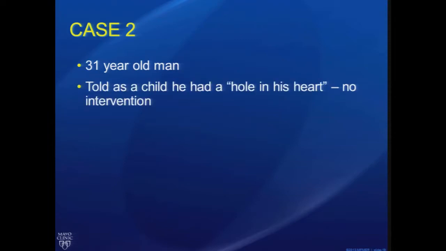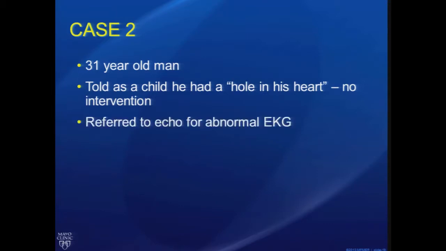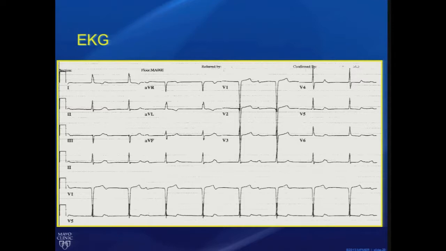Okay, case 2. This is a 31-year-old man. He was told as a child that he had a hole in his heart, but his parents were told not to worry, he's not going to need any intervention. And then he wanted to get life insurance, so he had to have an EKG as part of this life insurance exam, and the EKG was abnormal, and he was then referred to the echo lab by his primary care physician. So here's the EKG.